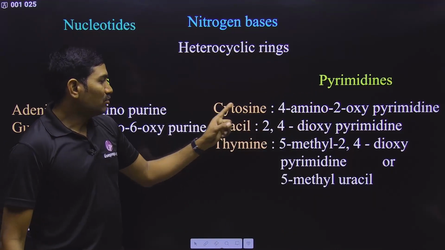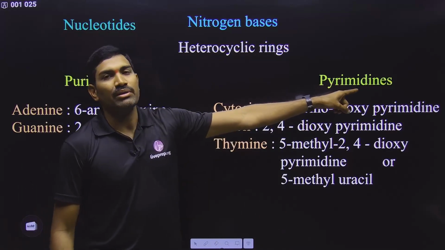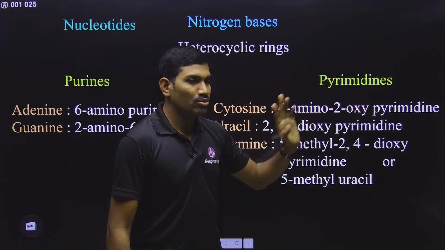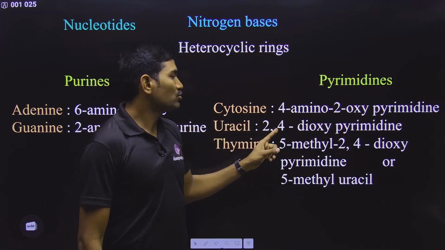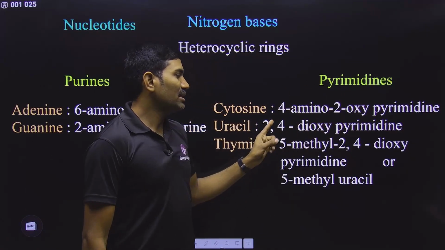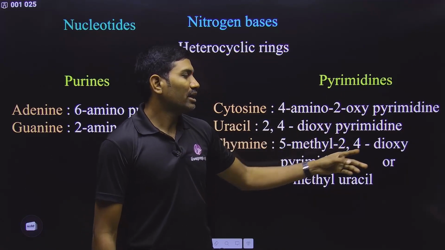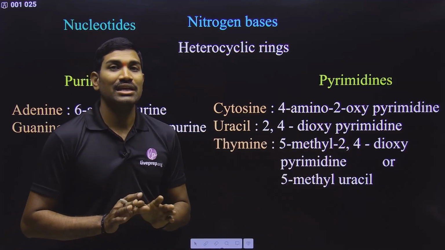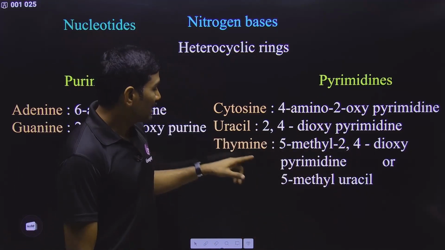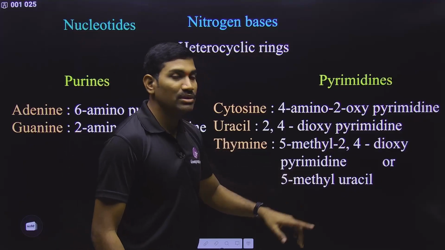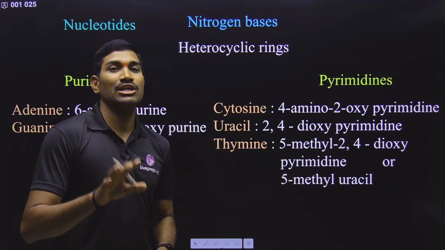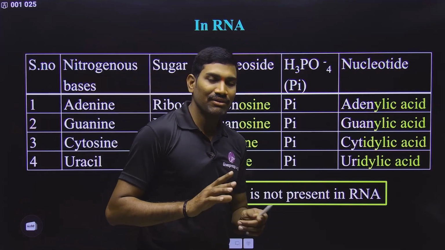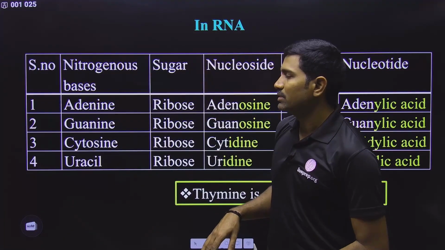Whereas cytosine, uracil and thymine are pyrimidines. They are substituted pyrimidines. Cytosine is 4-amino 2-oxypyrimidine, uracil is 2,4-dioxypyrimidine, and thymine is 5-methyl 2,4-dioxypyrimidine, also called 5-methyl uracil. All these names are not needed, but at least thymine being called 5-methyl uracil is mentioned in NCERT, so please try to remember this. Clear?